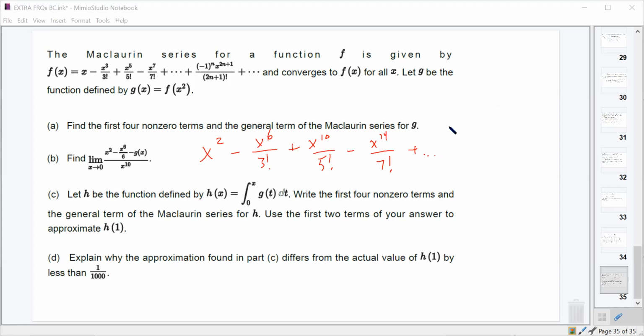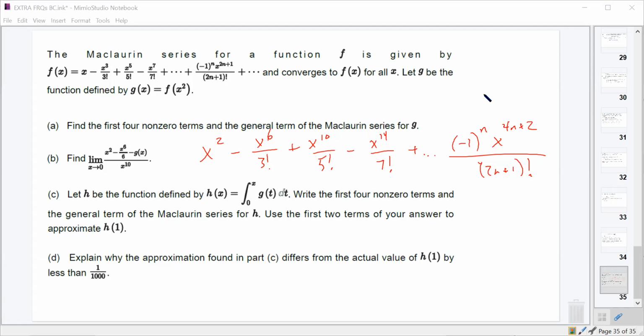And then for the general term, you'd want to put in -1 to the n, and then your x is becoming an x squared, so it's x squared to the 2n plus 1, so you can multiply those powers together. So that should become x to the 4n plus 2, and then all over still that 2n plus 1 factorial. Part A, good? I hope. Okay.